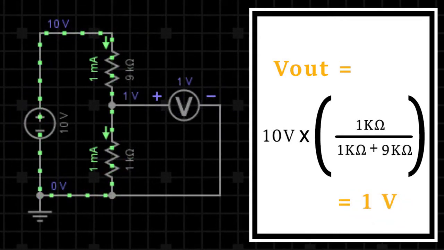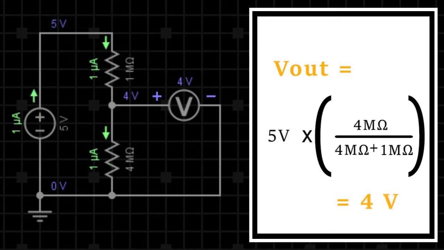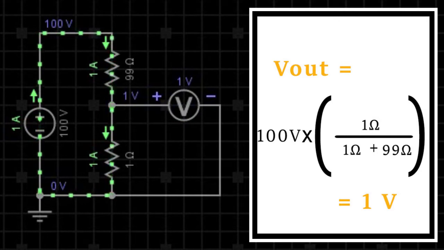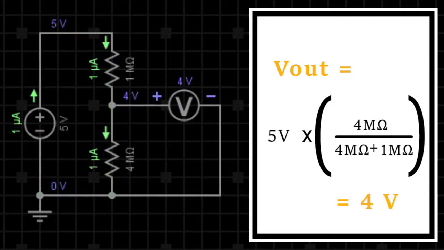Alright, here are some more examples. Here I am taking 10 volts and dividing it down to 1 volt. Here I am taking 5 volts and dividing it down to 4 volts. And here I am taking 100 volts and dividing it down to 1 volt. You might have noticed, I am using extremely different resistance values here, sometimes a few ohms, sometimes a few megaohms, but it is ultimately the ratio of resistance values that determines the output voltage.